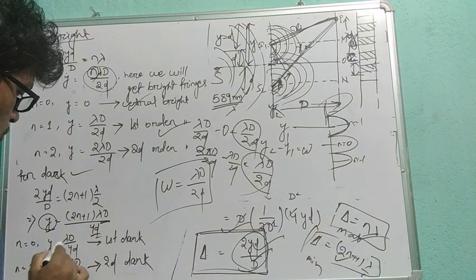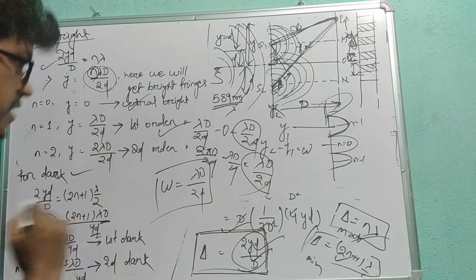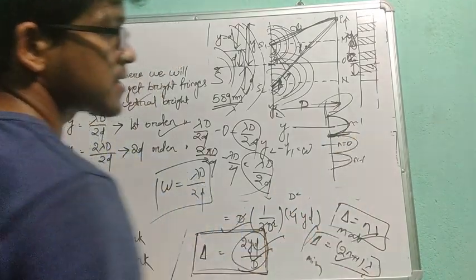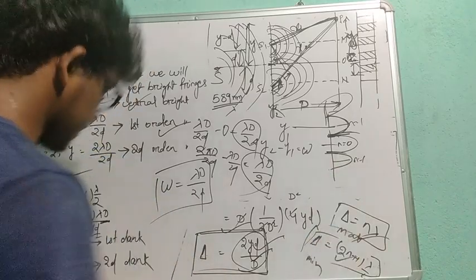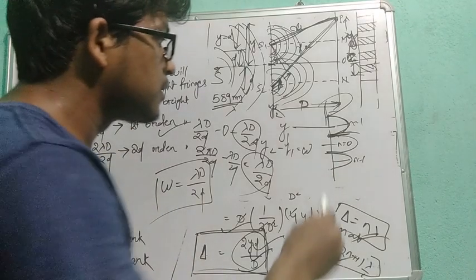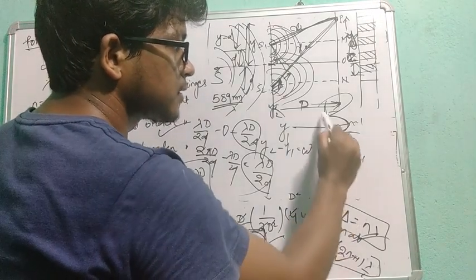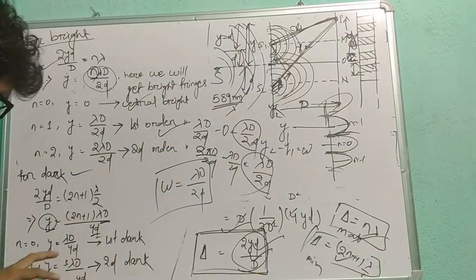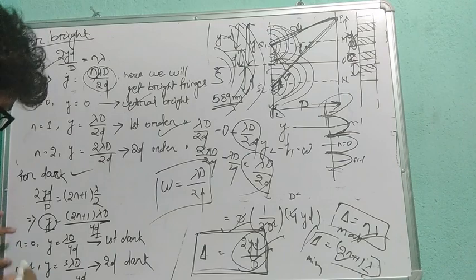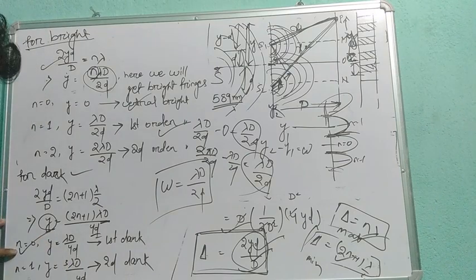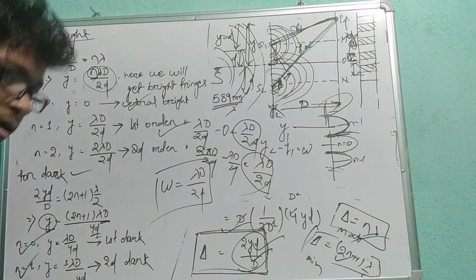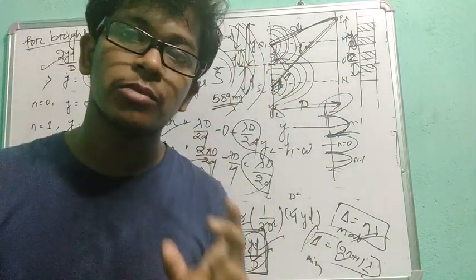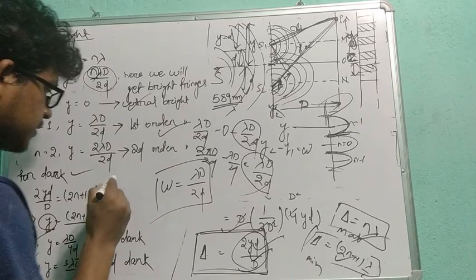So for n equal to 0, y equal to lambda d by 4d. That is first dark, means towards this region. This region is for first dark, this region is for second dark. You are getting now? First dark, second dark. If I subtract the first from the second, then I will get the width of the dark region. Let's have a test.